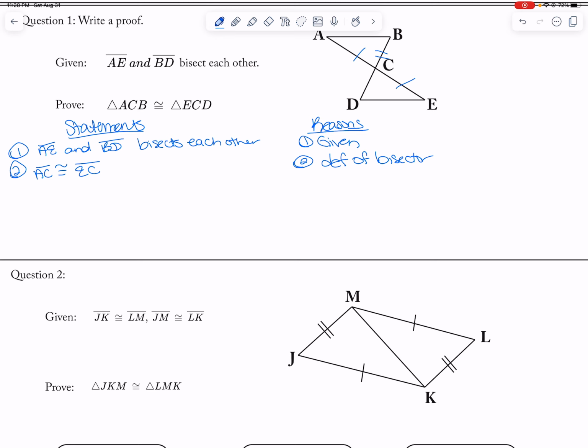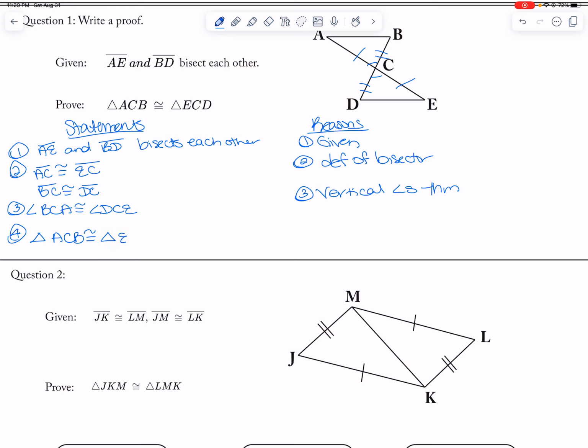I could also say that BC is congruent to DC for the same reason. And then angle BCA is congruent to angle DCE, vertical angles. And then 4, the triangles are congruent. ECD by side angle side.